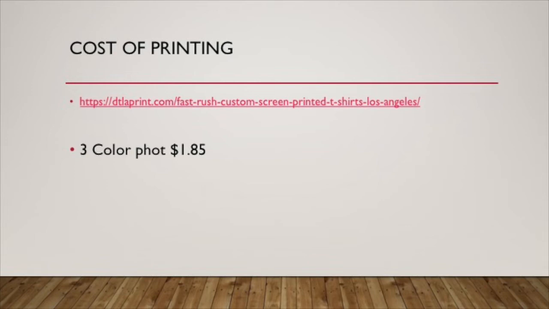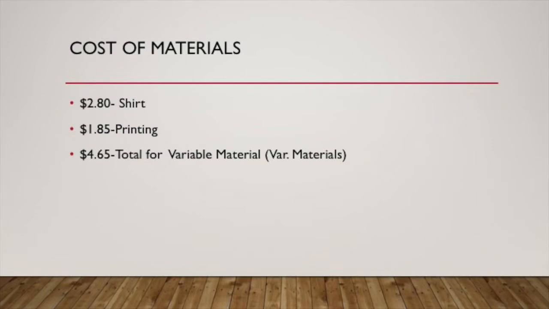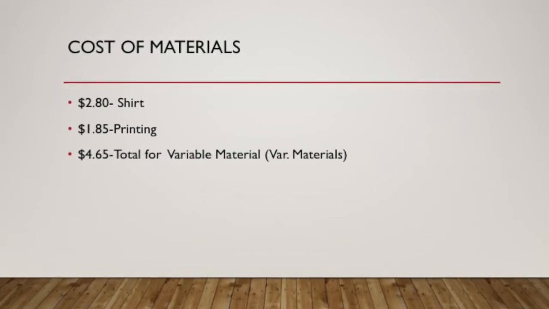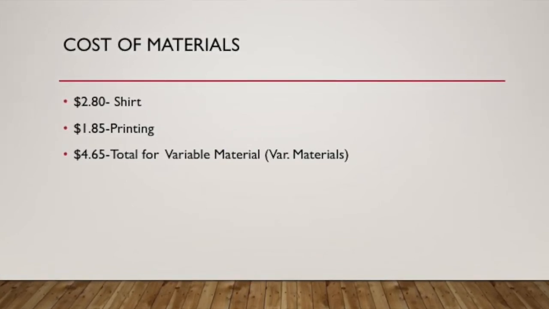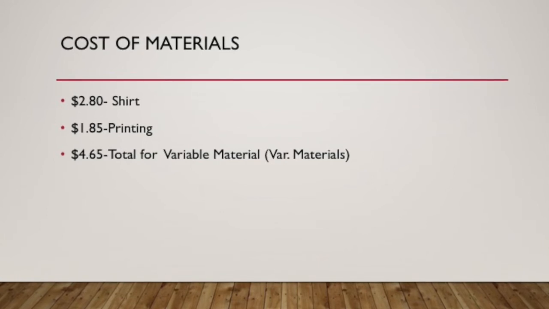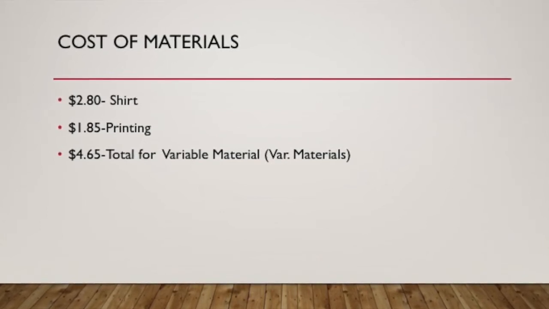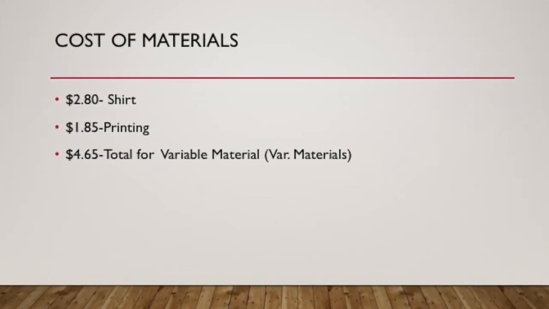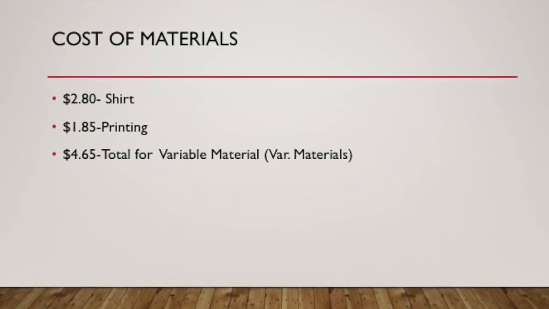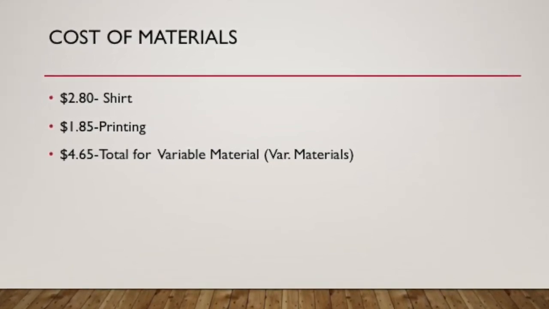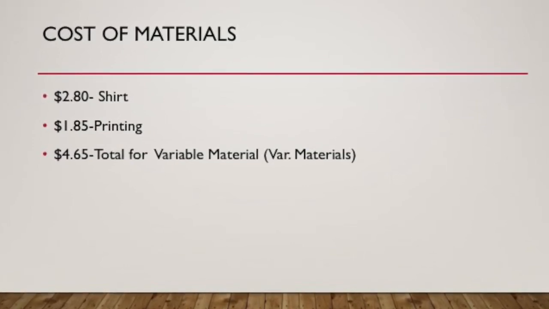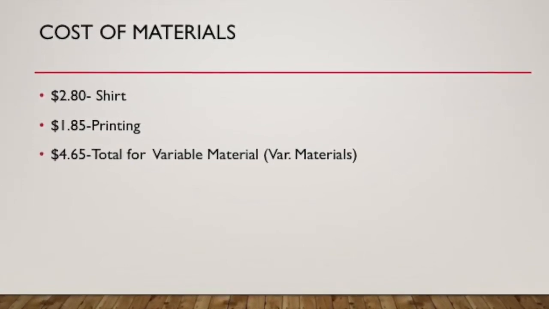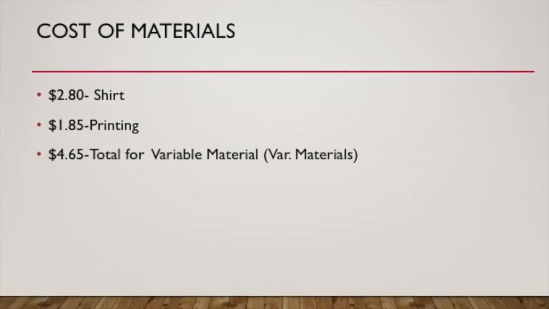So let's go down to the next slide, cost of materials. So now we know the cost of materials, $2.80 for the shirt. That's the cost per shirt. Cost to print one shirt, $1.85. So my total for variable materials is $4.65. That's how much it costs to print the shirt, or get the shirt made, sorry. $2.80 to buy the shirt, $1.85 to print. $2.80 for the shirt, $1.85 for the print.